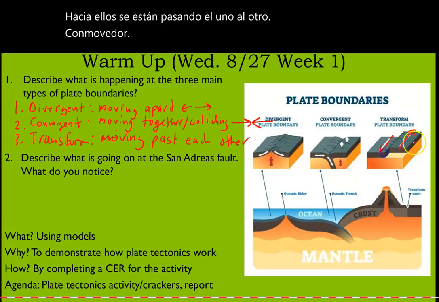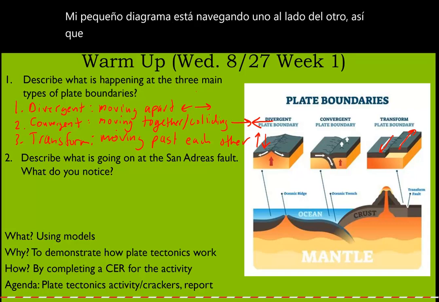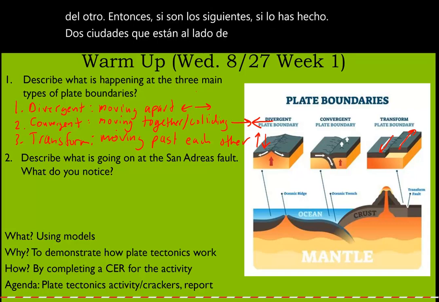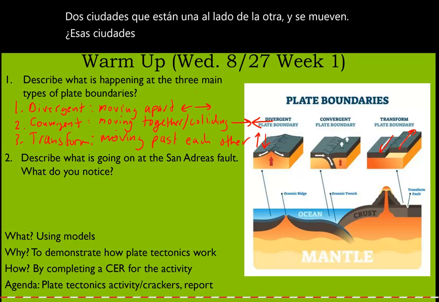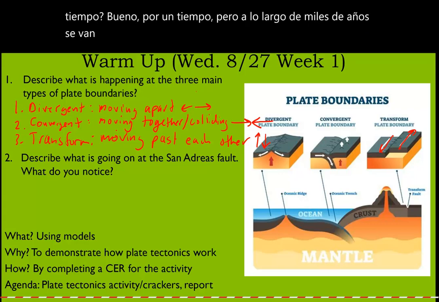You see in the diagram, my little diagram right there. Kind of just cruising right by each other. So if you have 2 cities that are next to each other and they move, are those cities going to be next to each other for very long? Well, for a little while, but over thousands of years, they're going to move further and further apart. And we know these plates move pretty slowly, right?